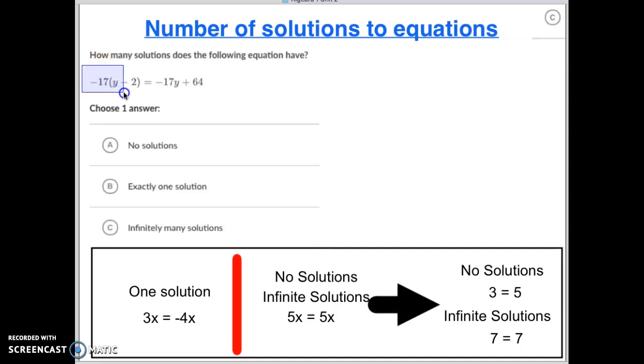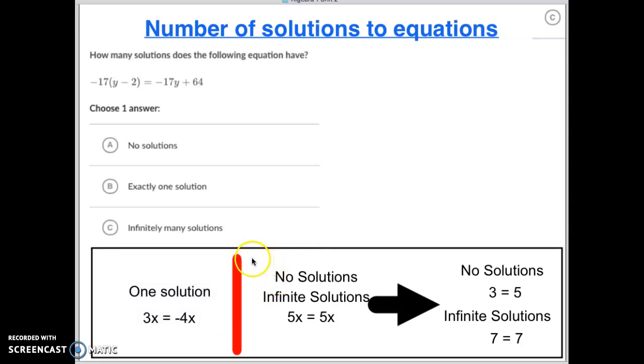So the first thing you should always look for, like when I look at this equation up here, this will equal a negative 17y, and over here it's a negative 17y. The y's do match. Well, then it's not a one solution. If they match, it's not one solution. If they do not match, then it is a one solution.